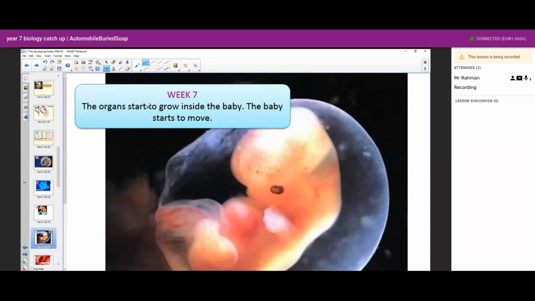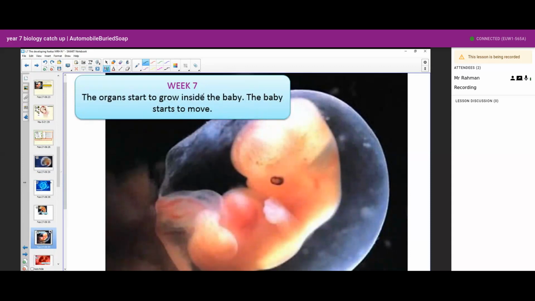Now, once we go to week 7, the organs start to grow inside the baby, and the baby starts to move. So now, after week 7, can you see the body parts a lot more clearly? You should be able to see now the arms here. You can see the legs. You can clearly see the eyes, and this entire structure is a head. So all your heads were very big when you guys were a fetus, and you can see the umbilical cord. This is the umbilical cord.